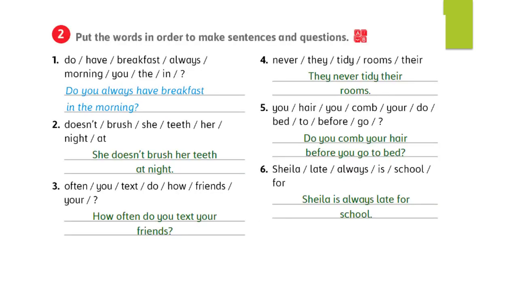Now let's check your answers. Number 2, she doesn't brush her teeth at night. How often do you text your friends? They never tidy their rooms. Do you comb your hair before you go to bed? Shayla is always late for school.